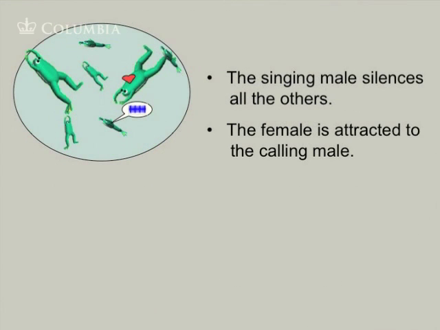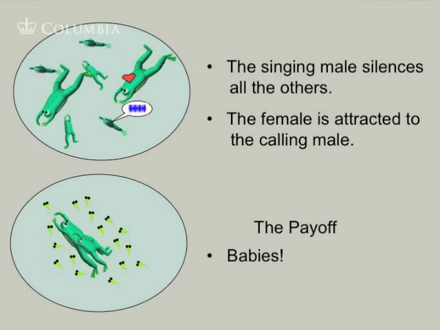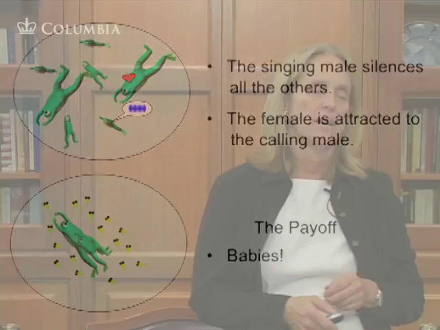The singing male silences all of the other males. The female's attracted to the calling male. She raps, he calls, they get together, and the payoff is the production of tadpoles and the population of the ponds. So this, I think, is actually an example of the magnification principle that we talked about in the first lecture. Here's an animal whose entire life is acoustic, whose entire form of social communication, aside from clasping each other, lies in the vocal realm.